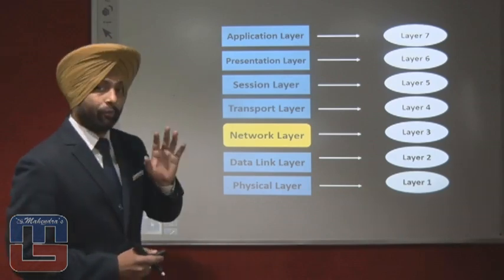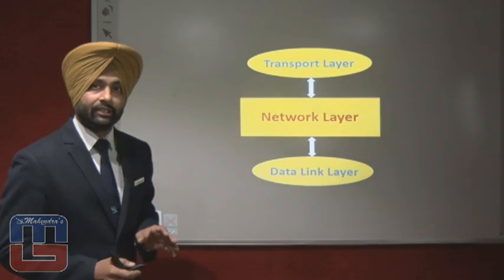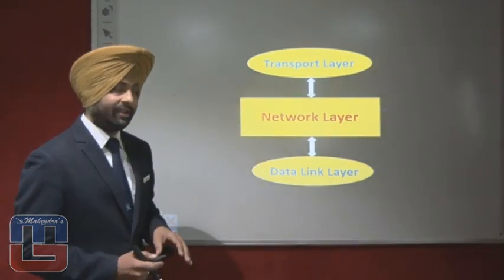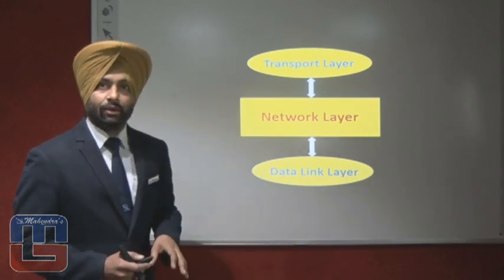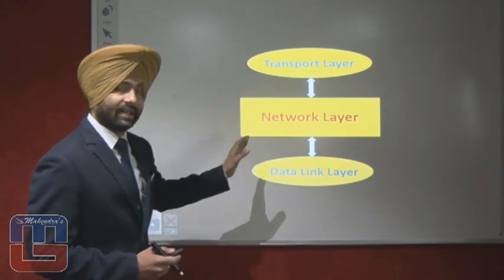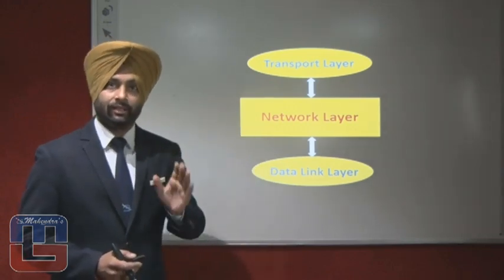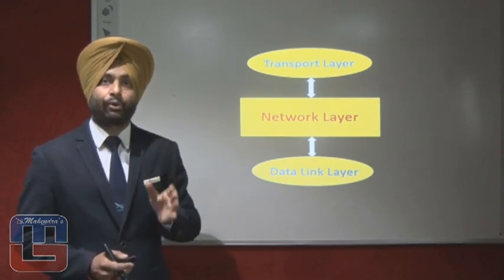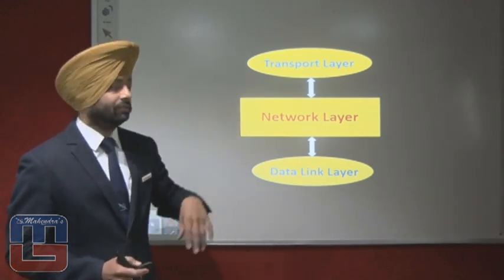So let us see where actually the network layer is located. The network layer is located below the transport layer and above the data link layer. Or we can say the network layer is located in between the transport and the data link layer. Now, let us begin with the topic and focus upon the devices and protocols that are associated with this layer.